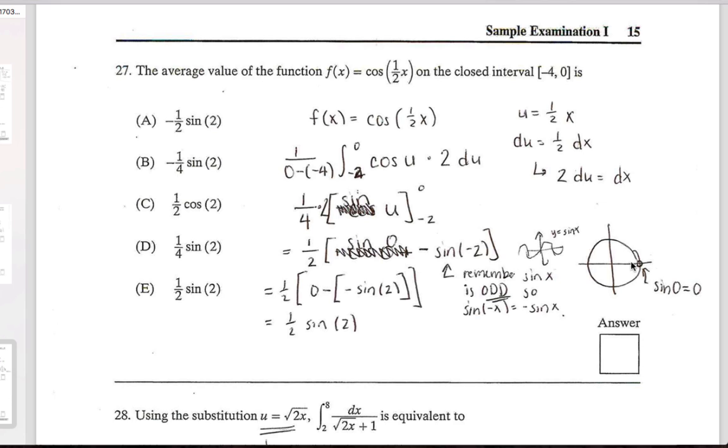So the problem is the sine of 0, well, we know the sine of 0 is 0, because, again, this is the point 1, 0. Sine is a y-coordinate, so it is 0. But what is the sine of negative 2? The sine of negative 2 is not in any of my answer choices.